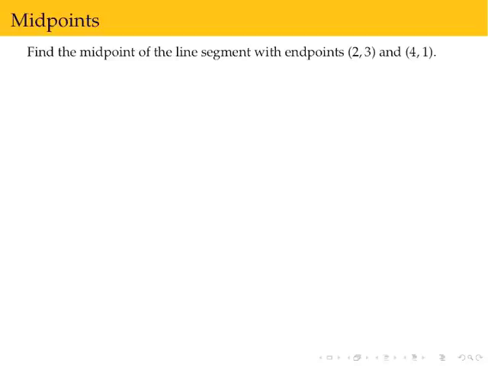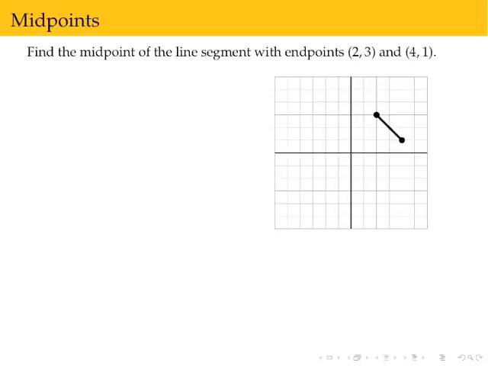So here we see that line segment. And because this is such a nice little line segment, we can actually tell just from looking that the midpoint has to be right here at (3, 2). So there's our midpoint, and those are the coordinates.